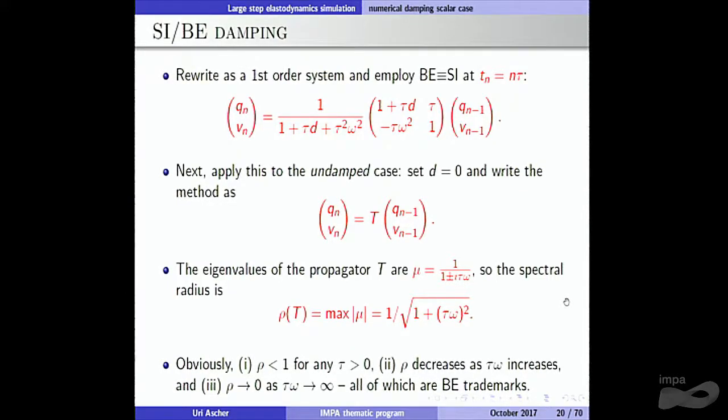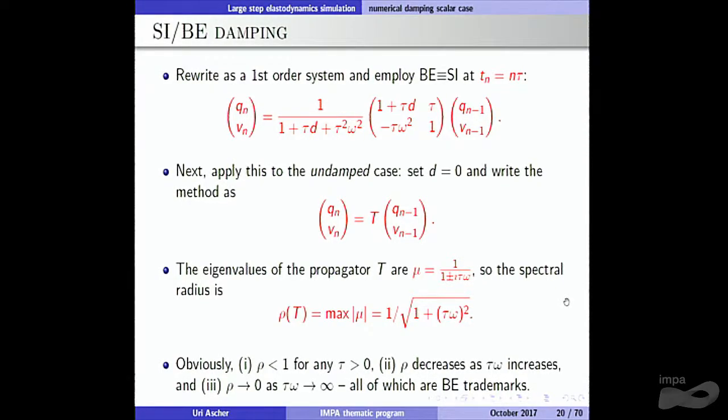And so what people do in numerical analysis is to say, I have to look at T to the power n. And for this, I have to look at the spectral radius. What is the maximum eigenvalue of T to the power n? And here it is. So the eigenvalues are 1 over 1 plus or minus i tau omega, where i is the square root of minus 1, and this is the spectral radius.